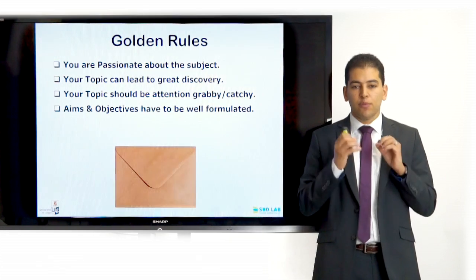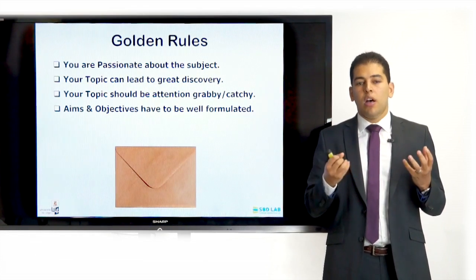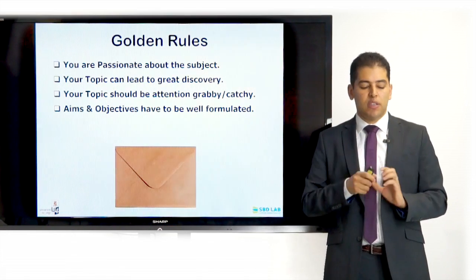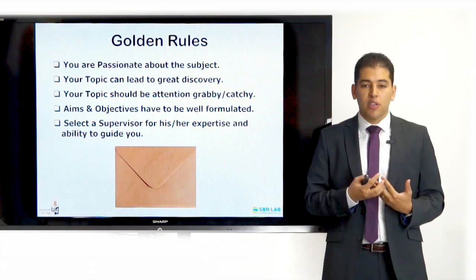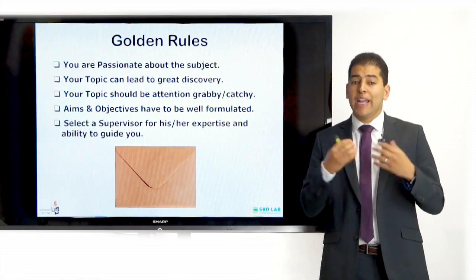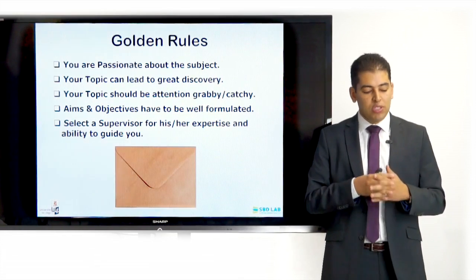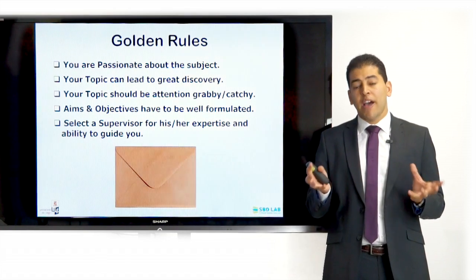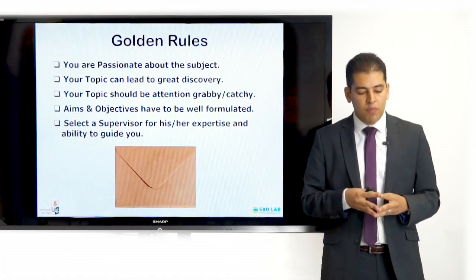And definitely you have to formulate very clearly your objectives and aims so that you are focused in your research and having a very specific topic. And finally, you should select a supervisor, he or she that can help you through this process and has the ability and the skills to guide you through the process. So these are the 5 golden rules I would like to highlight. You must follow them to make sure that you are on the right track.